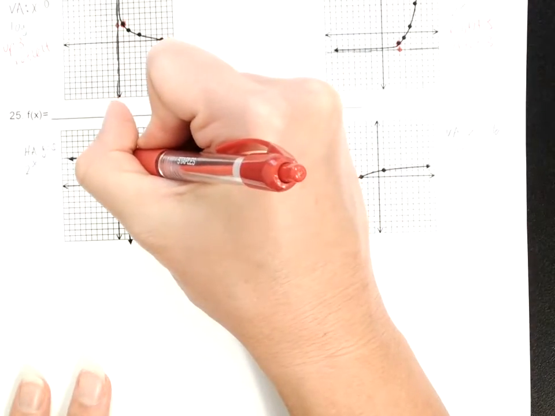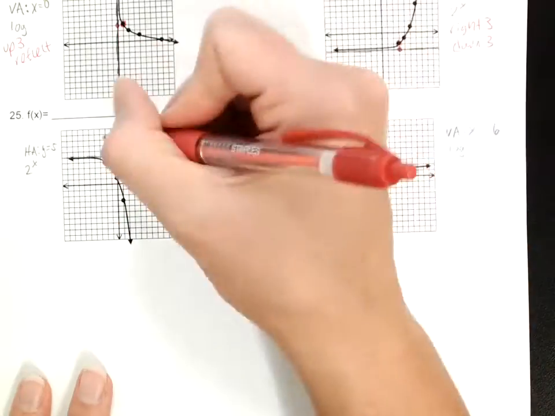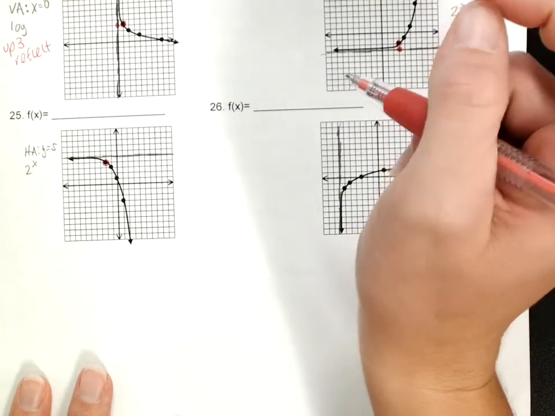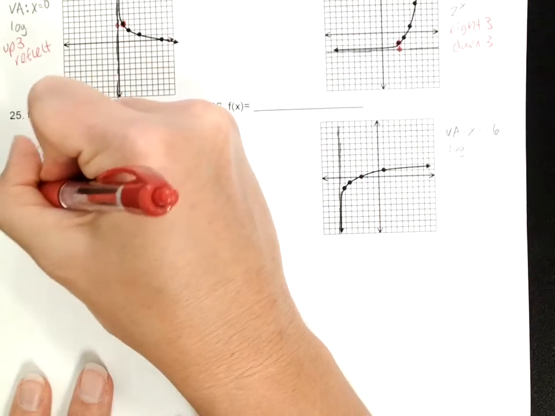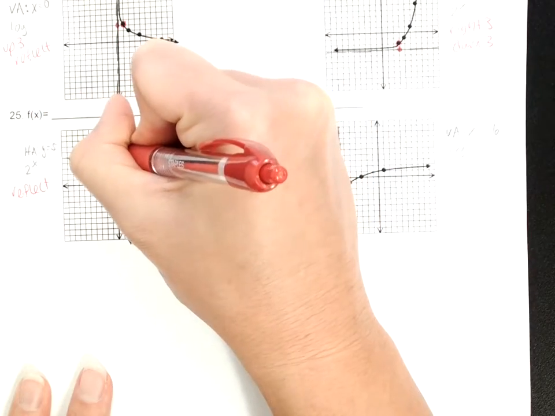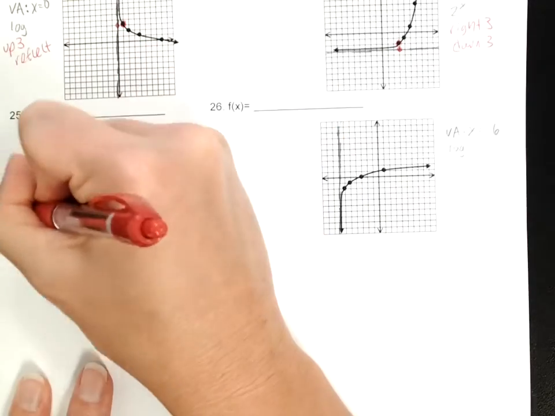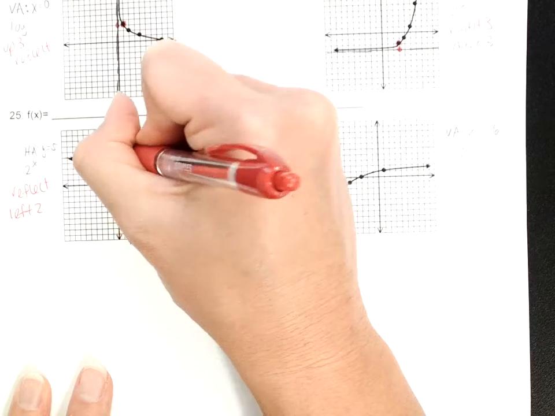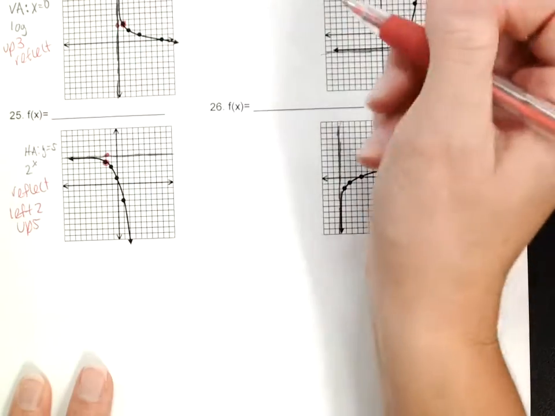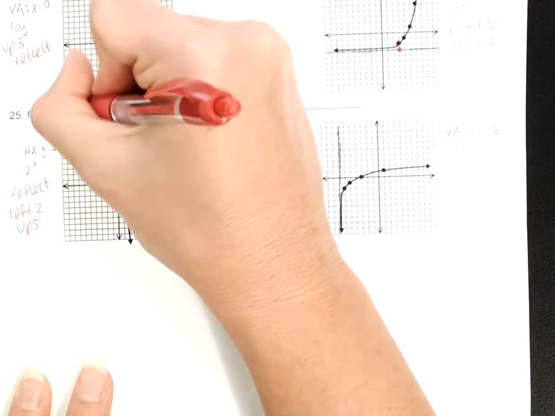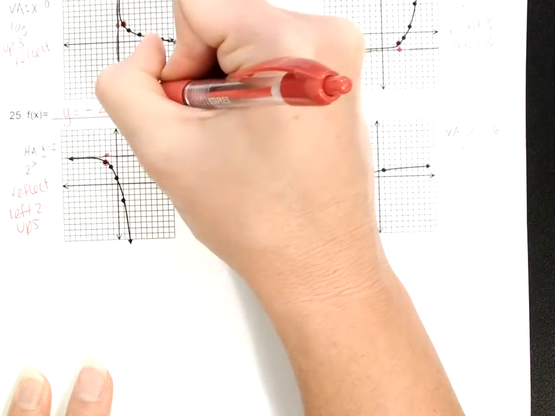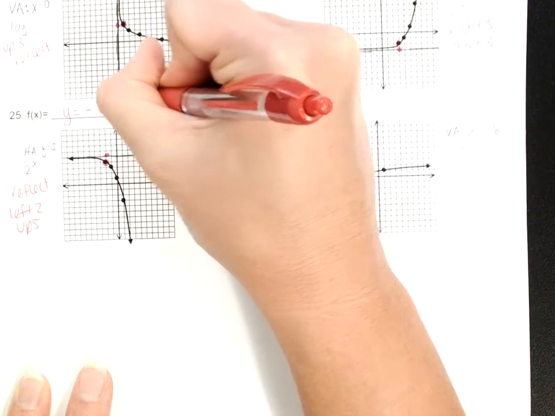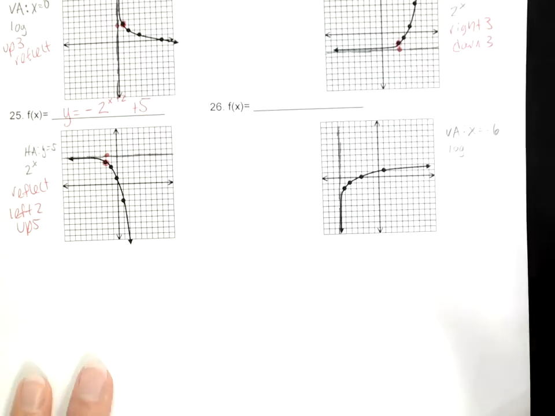Looking at the next one. Again, that first point is right here. This is another exponential. That's at the point 0, 1, which has been reflected. Here's the point 0, 0. So this tells me I've moved left 2 and up 1, 2, 3, 4, 5. From there, I can write my equation. Y equals negative 2 to the x plus 2, big plus 5.